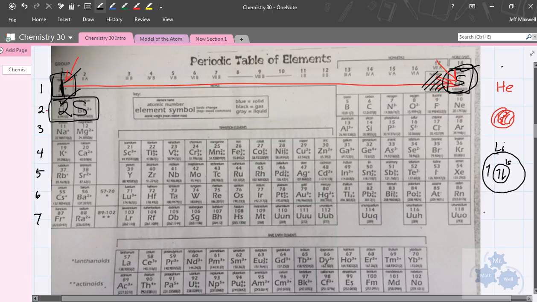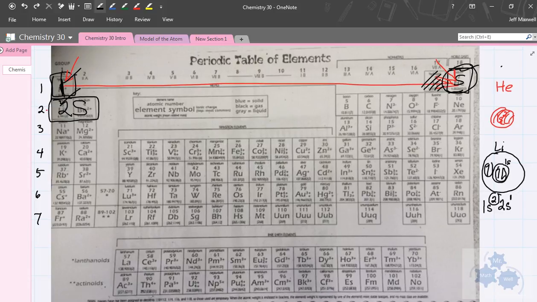And you can write that as 1s has 2 electrons in it. The 2s is filled next, and it has 1 electron. Lithium is atomic number 3. It should have 3 electrons. There's 1, 2, 3. Here's 1, 2, 3 electrons. Okay, you getting that so far?